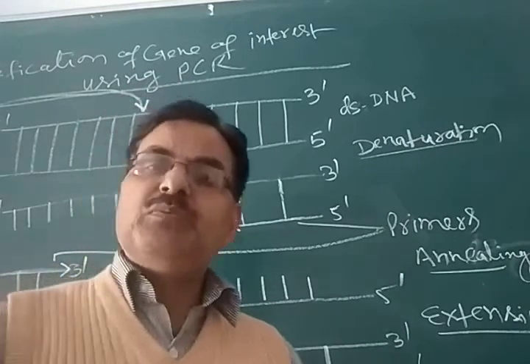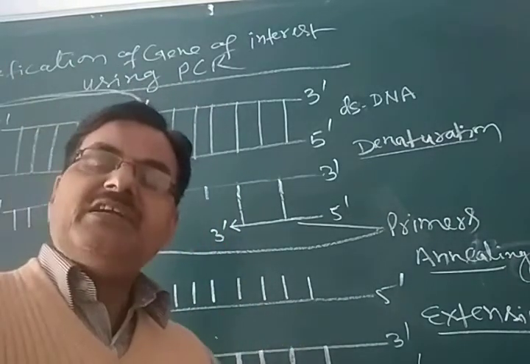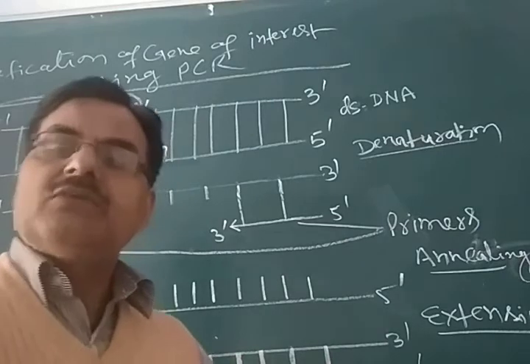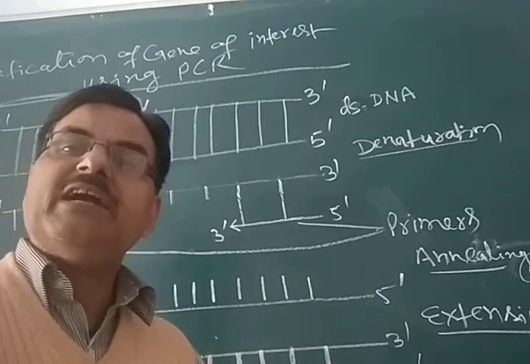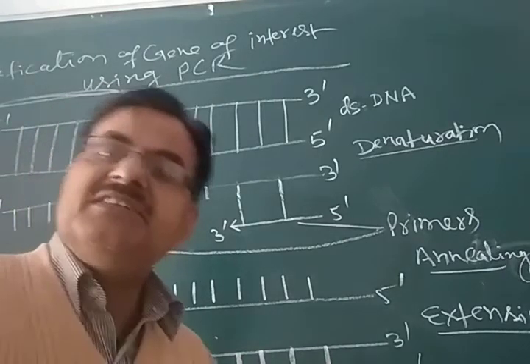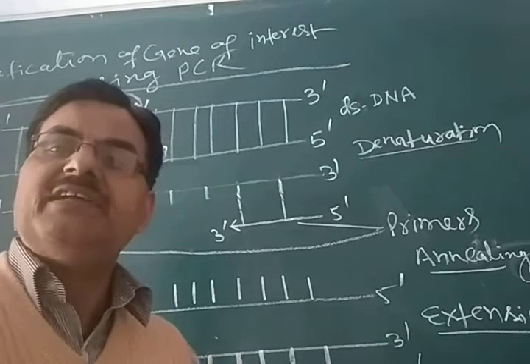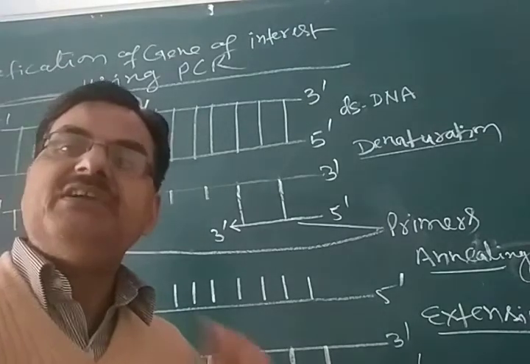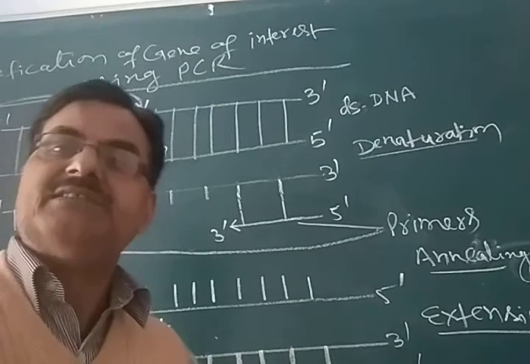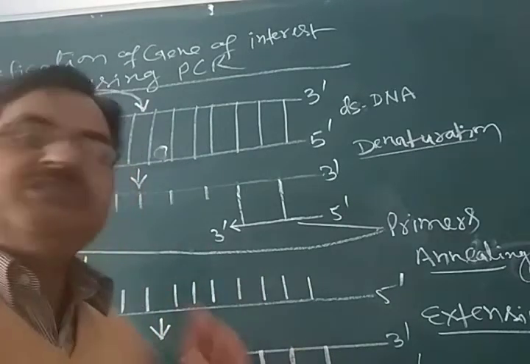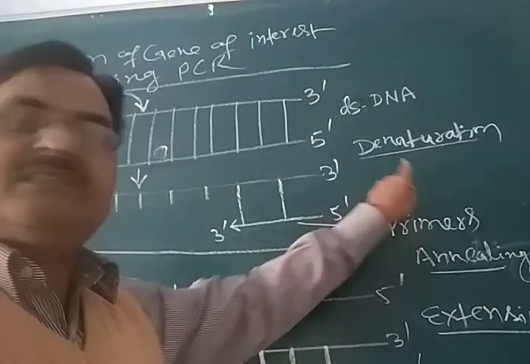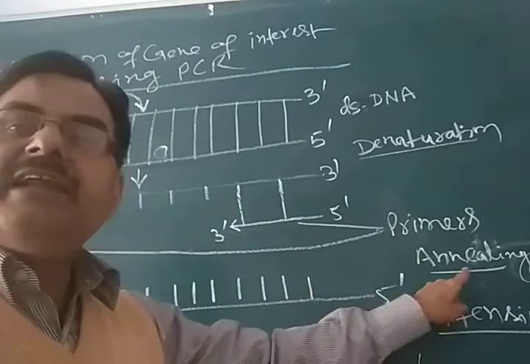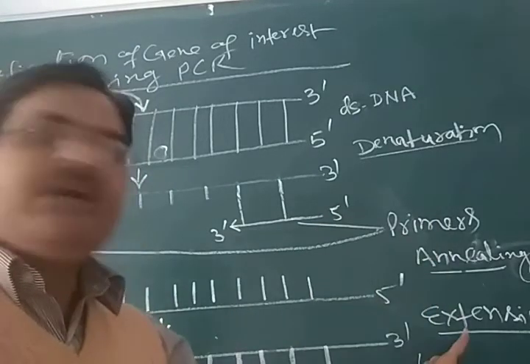So in this way, suppose we have a desired gene and we want to make billions of copies of that piece of DNA, that desired gene or gene of interest. We have a process for that, PCR, the polymerase chain reaction, that we will discuss. In this process we will study three steps: one is denaturation, then annealing, and after that extension.